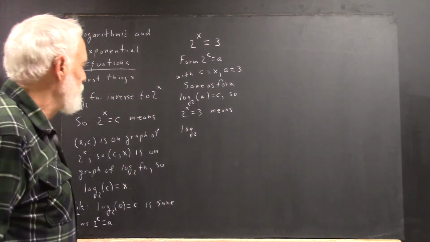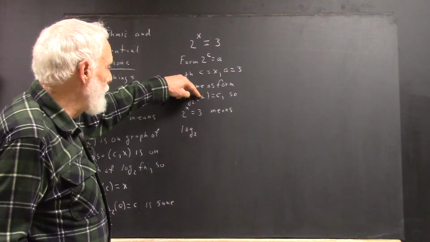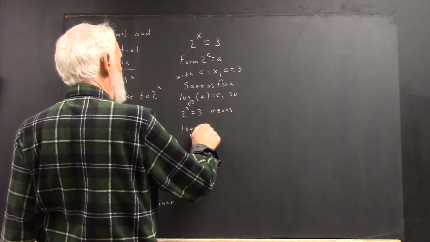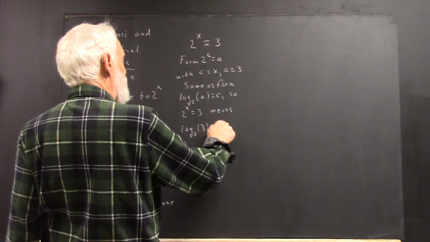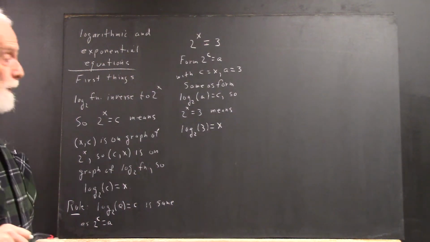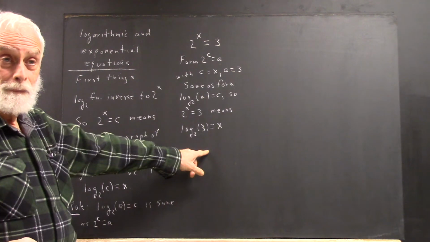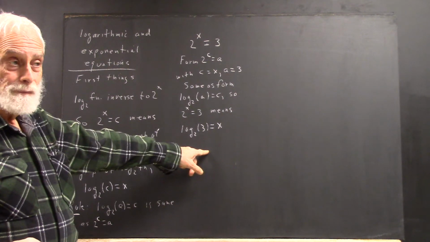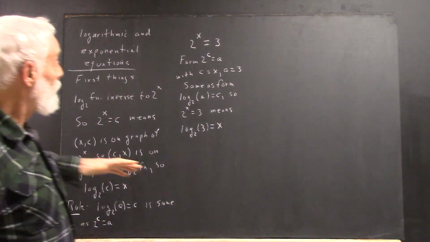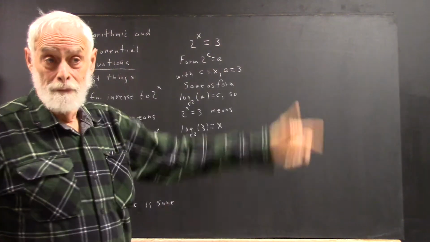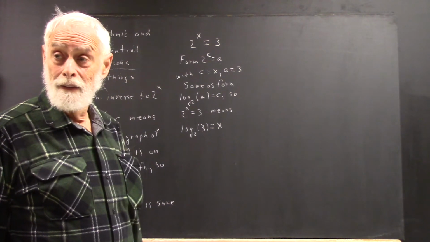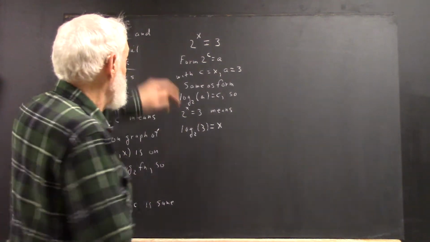Means log base 2 of what? Log base 2 of A is 3, log base 2 of 3 equals x. So we just solved this equation for x. Now if you want to get a number, well, you can draw the graph and make a pretty good estimate. Most people estimated 1.5. Okay? And here's your graph.